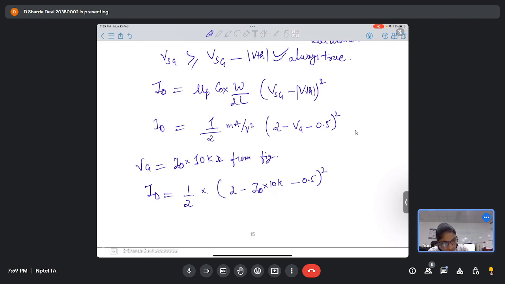So it is a quadratic equation in ID. See, here also you have ID, here also you have ID. So we have to simply solve this quadratic equation and we'll finally get the value for ID. So can you solve this equation on your own? Our last 1 minute we have. Do you want to try this?